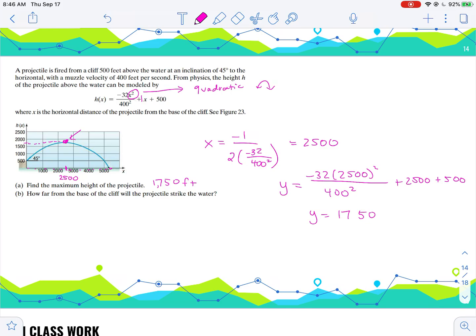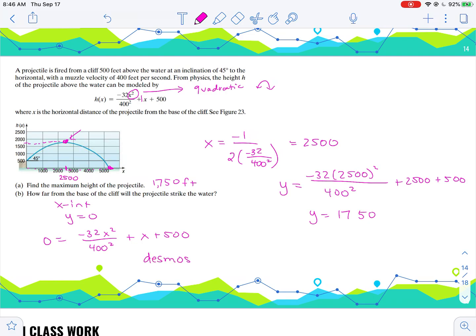How far from the base of the cliff will it strike the water? So we want to know how far over it is going to strike the water. That's going to be an x-intercept, so we want to find the x-intercept of this. And to find an x-intercept, you let y equal 0. So 0 is going to equal negative 32x squared over 400 squared plus x plus 500.